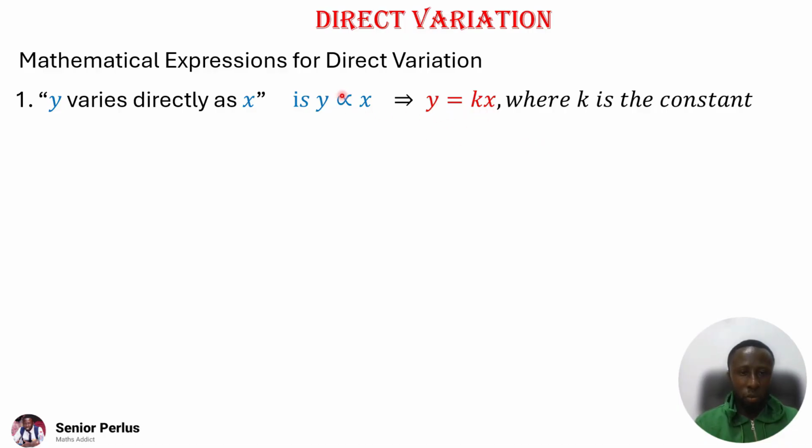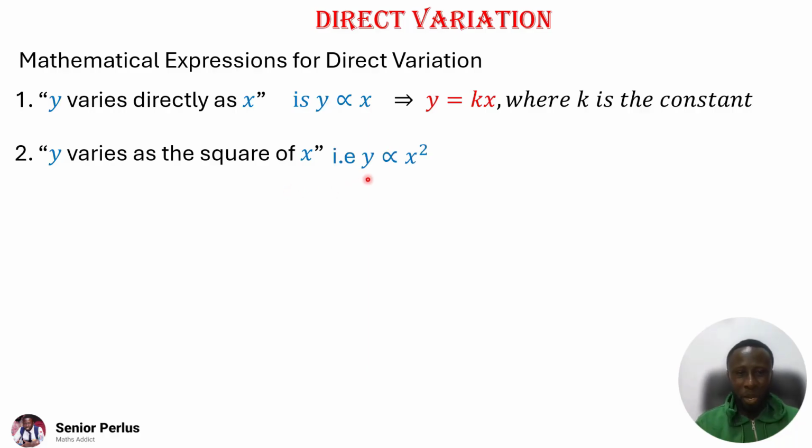Okay, so if you remove the variation sign here, you have to introduce equals k, a constant, because you have to put it in equation form so that we can solve it. Where k is a constant of proportionality. 2. Y varies as the square of s. Yes, we all know the square of a number, right?